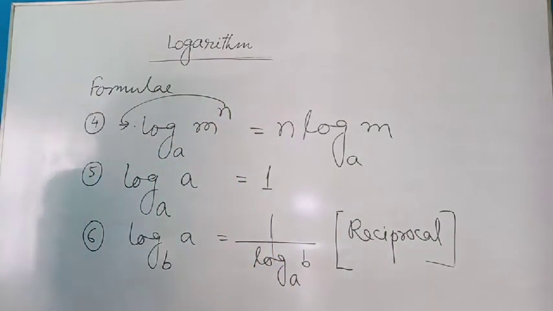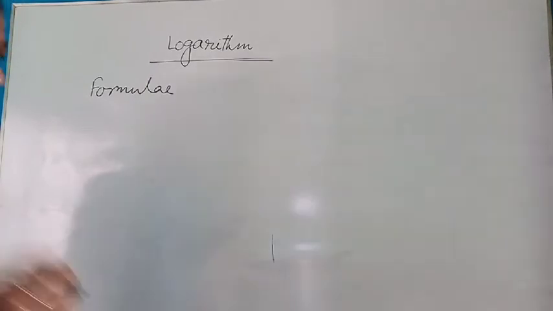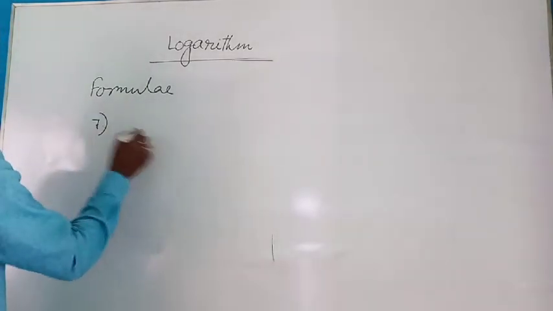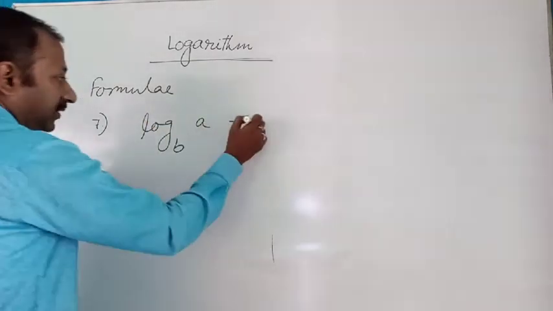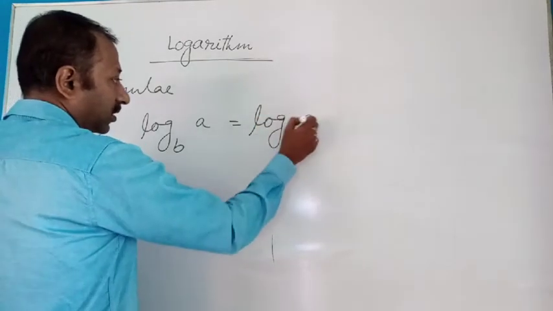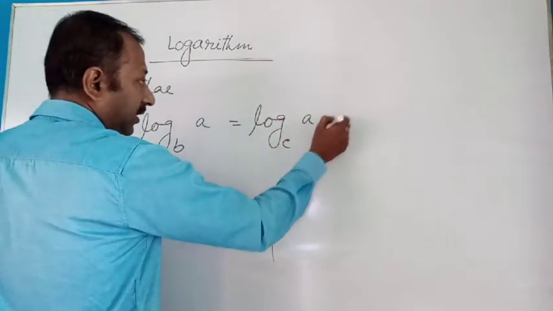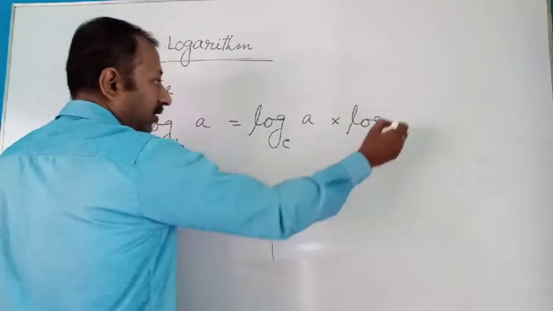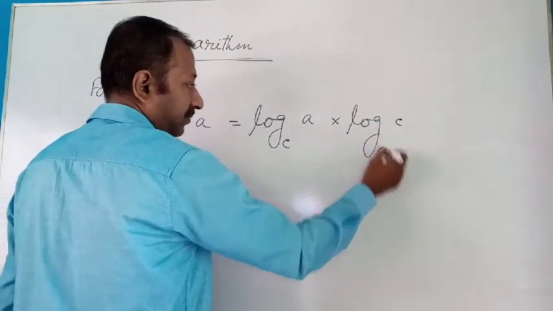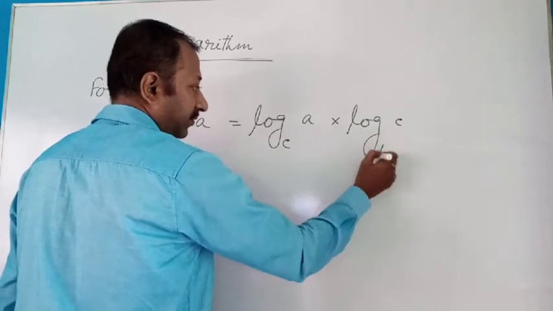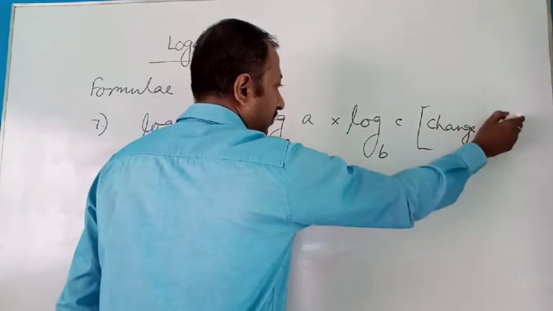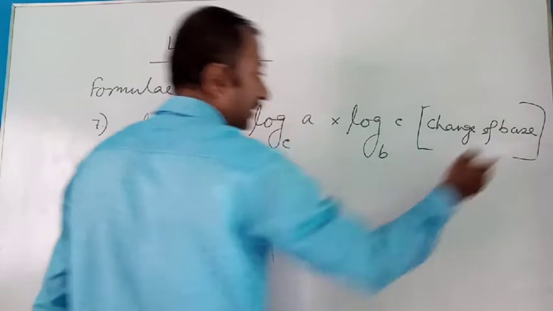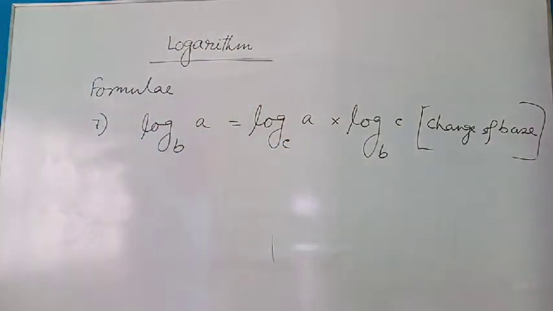Okay, this is the reciprocal formula of log. Then next, number 7: log of a base b equals log a base c into log c base b. This is called the change of base formula.